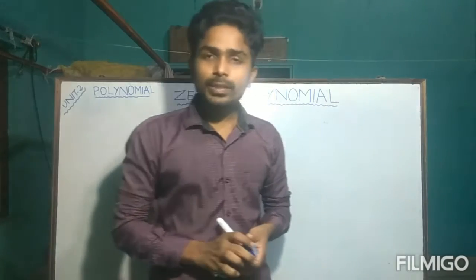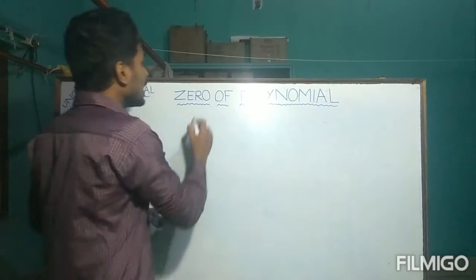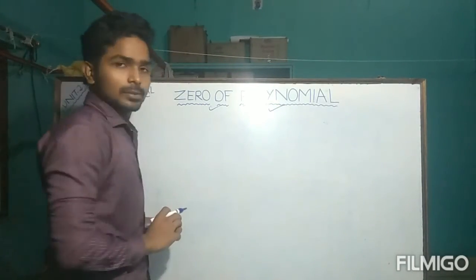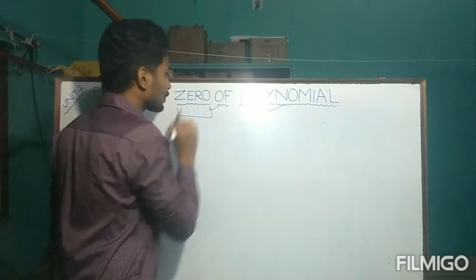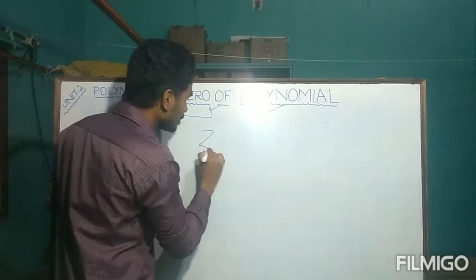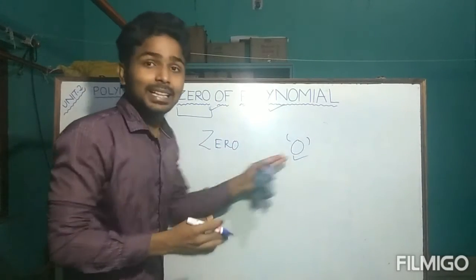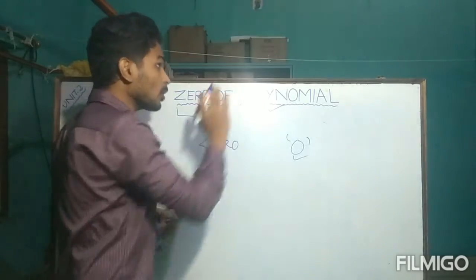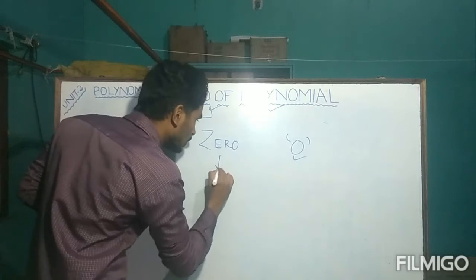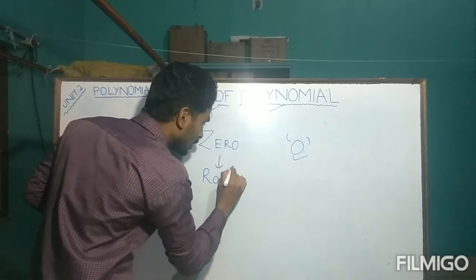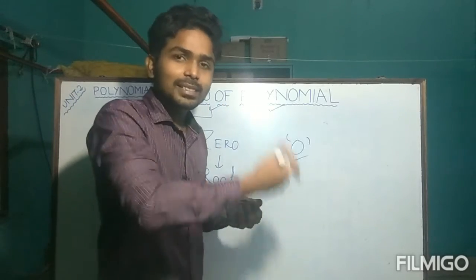In this class we will study about zero of polynomial. Okay, so we are going to start zero of polynomial. Before that we have to know what is zero. Don't think zero means zero, not an integer. For mathematics in the polynomial chapter, 0 doesn't mean 0. It means the root. Root means the source from which something is taken out.